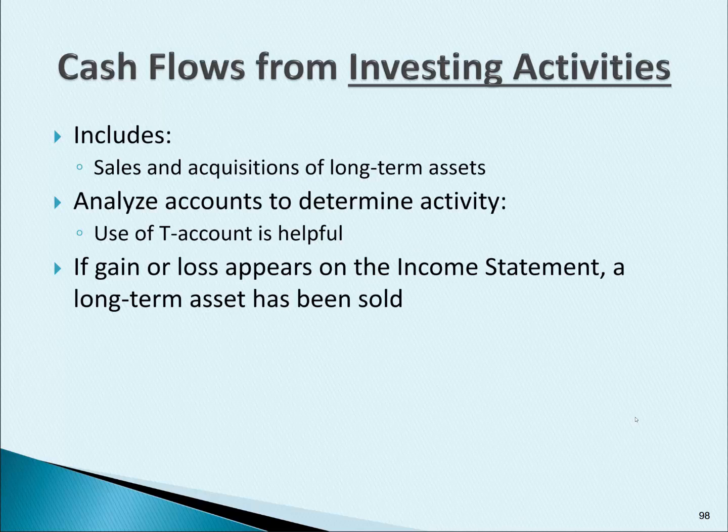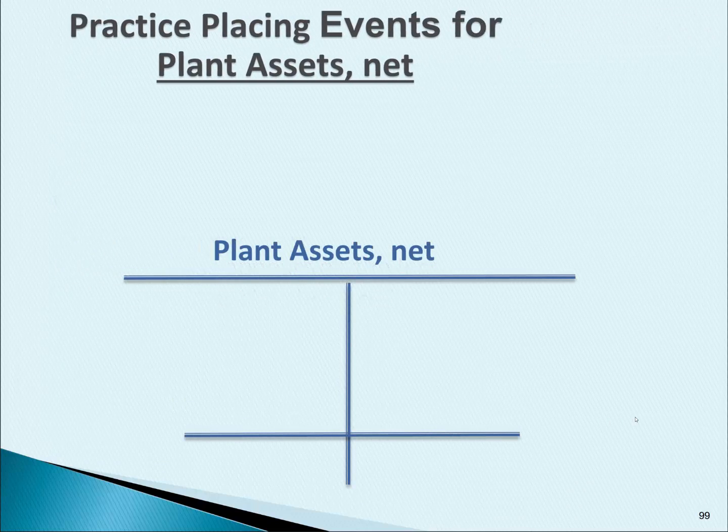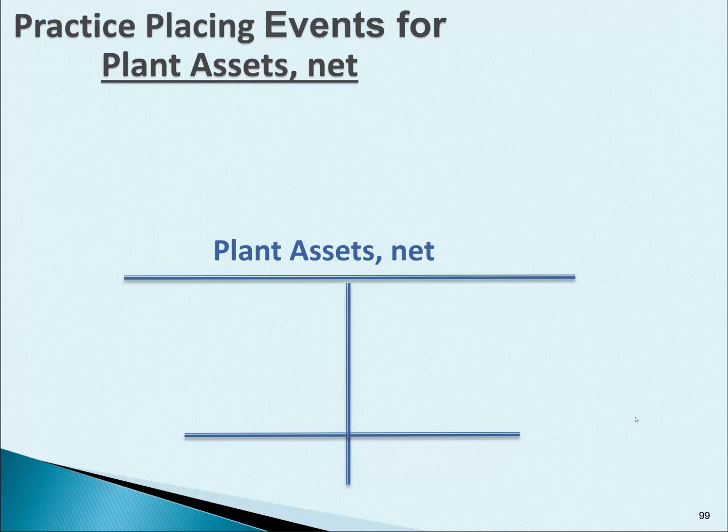So we need to practice placing items in our T account. What we have here is a big T account called plant assets, net. What the net means is net of accumulated depreciation. The reason we would want to do this with one giant T account for plant assets is that it's much easier to do this with a few accounts than it is to go through hundreds of thousands of transactions that affected these individual plant assets. So let's begin with the easy part.